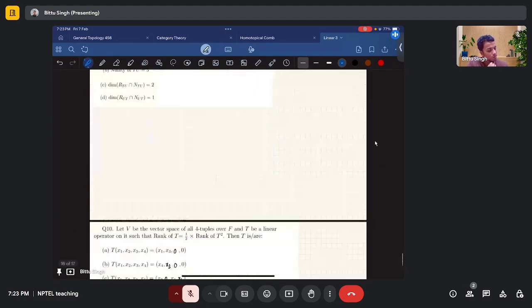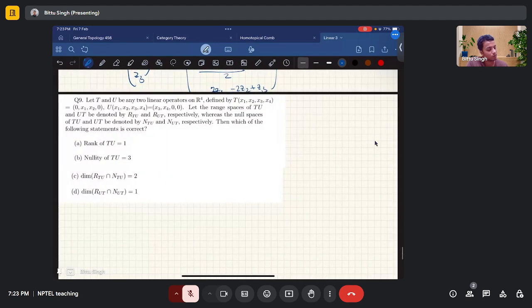Now let us see question number 9. Given T, this T is from R4 to R4. There are two linear operators on R4, T and U, another linear operator. Those are defined in this. So let us see what is TU and UT before finding range and null spaces.